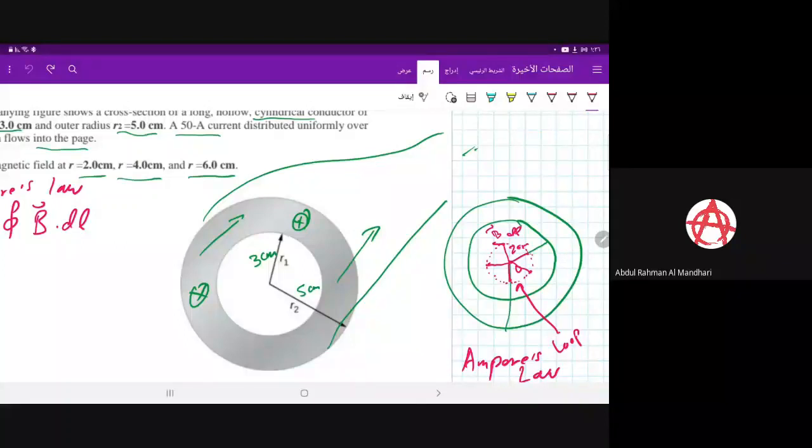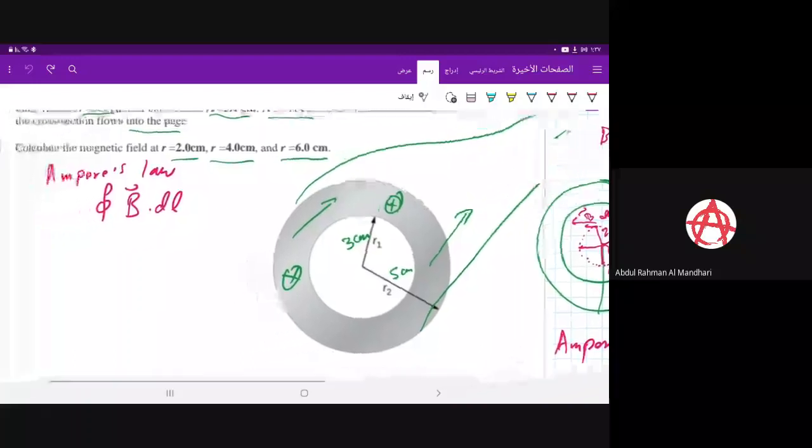Here we know that B is pointing in this direction. When B is parallel to delta L, in this case theta always equals 0. So cosine 0 is 1, so there is no need to write it down. And these are always parallel to each other because we have that circular loop.